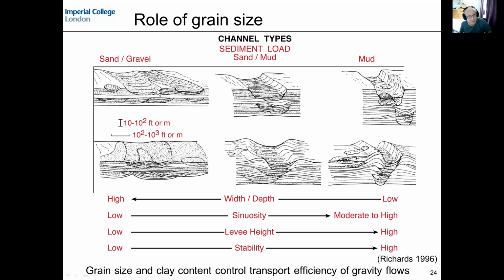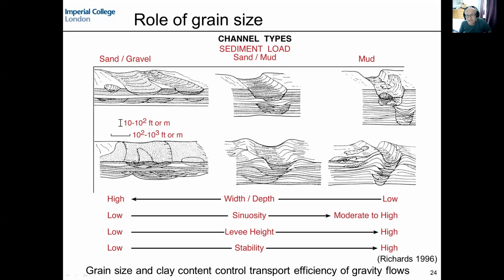Sandy channels tend to be wide, shallow, so they have a high width depth ratio. They're not sinuous, they tend to be fairly straight, although they can branch a little bit like braided river channels. So they have a low sinuosity. We tend not to develop levees, so levees are absent. And these channels migrate laterally. They have a low stability. They can migrate laterally relatively straightforwardly.